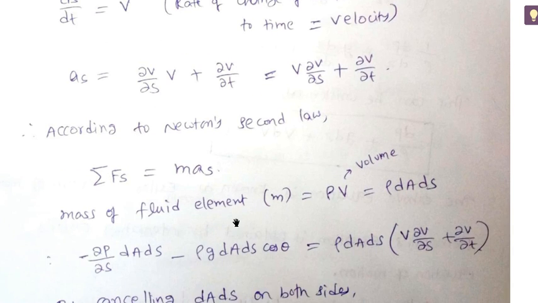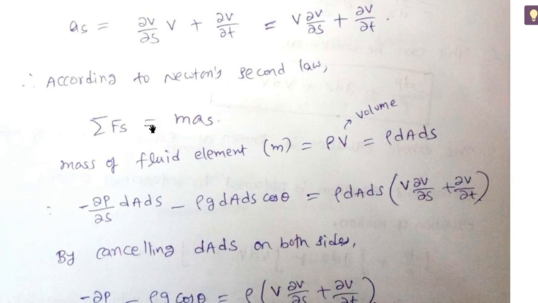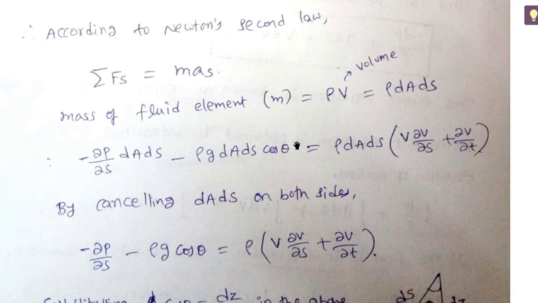We know from Newton's second law, net force acting equals mass into acceleration. This is the mass of the element, which we have already discussed as density into volume. Now this is the net force acting. The first term represents force due to pressure. The second term represents force due to weight or gravity. This one represents mass, and this one represents acceleration. Net force equals mass into acceleration.